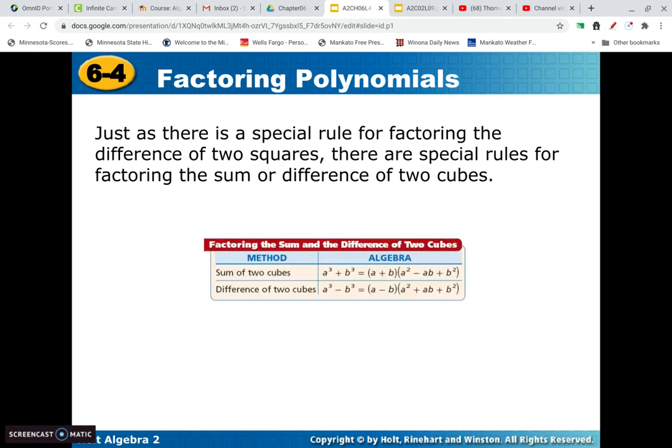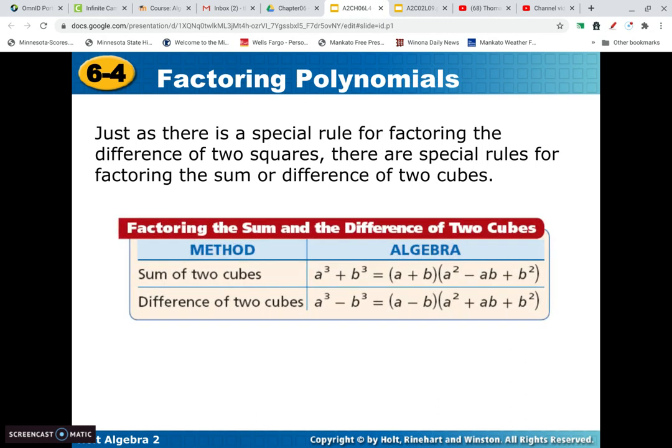All right, so now there's some special rules here as well. So keep in mind of these now. You know, when we had a difference of 2 squares, we knew how to factor that. Well, now if we have a sum or difference of 2 cubes, this is how we factor it. These are the factor rules there.